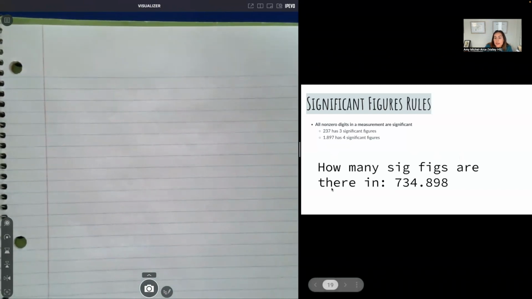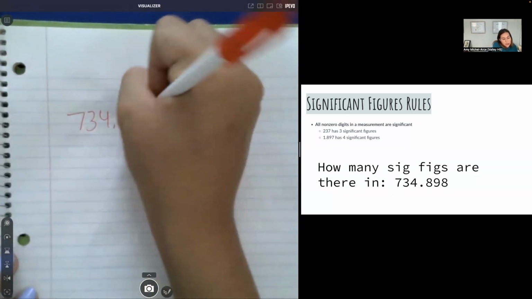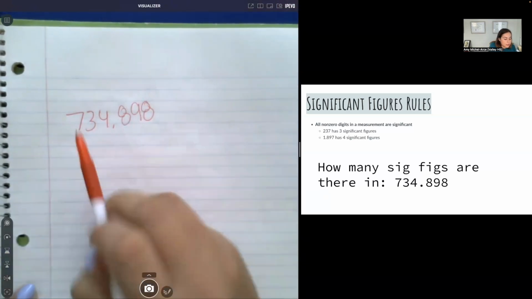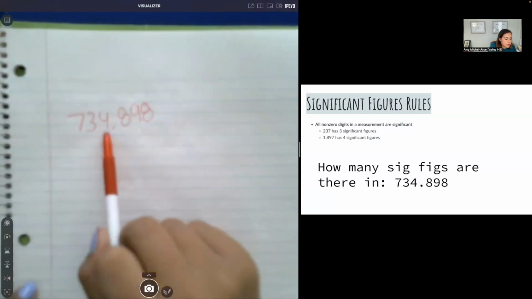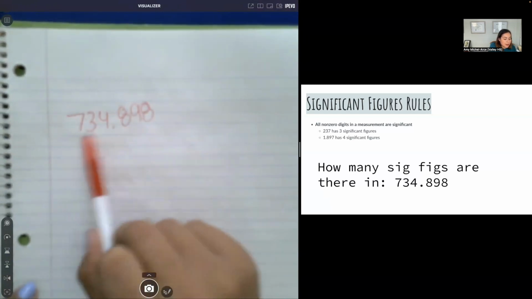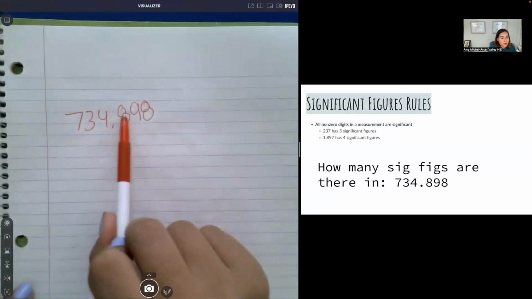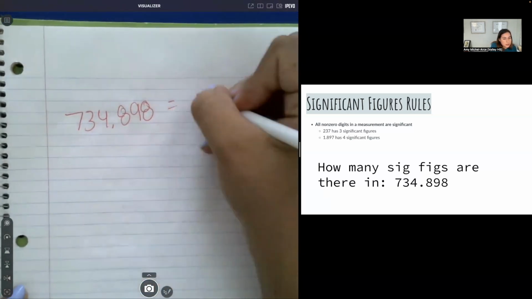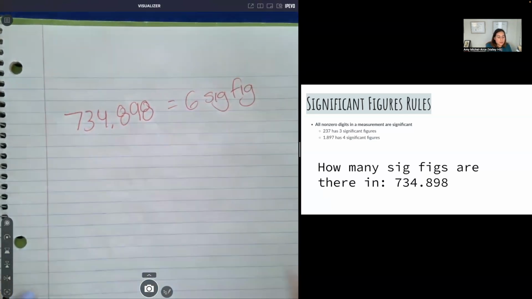So how many significant figures are there in 734.898? This is not 0, so it counts. We have 1, not 0, not 0, not 0, not 0, not 0. Just count the number of numbers. That's 1, 2, 3, 4, 5, 6. So this is 6 significant figures. We just say sig figs.